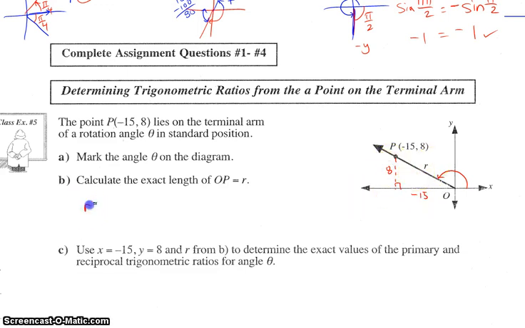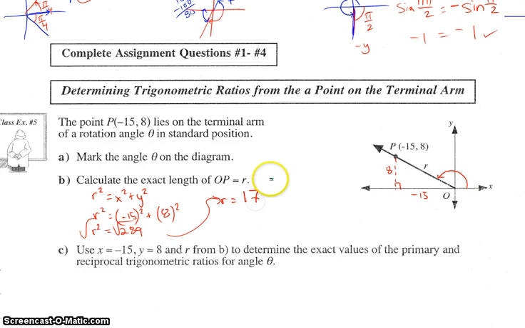So therefore, r would equal the square root. Actually, let me show where that's coming from. We have the Pythagorean theorem, because this is a right angle triangle. r squared equals x squared plus y squared. So r squared equals negative 15 squared plus 8 squared. Add those two together, 225 plus 64, that should be 289. Then finally square root both sides to get r. R would equal, I believe, the square root of 289, which is 17. Okay, great. So we've got our r.